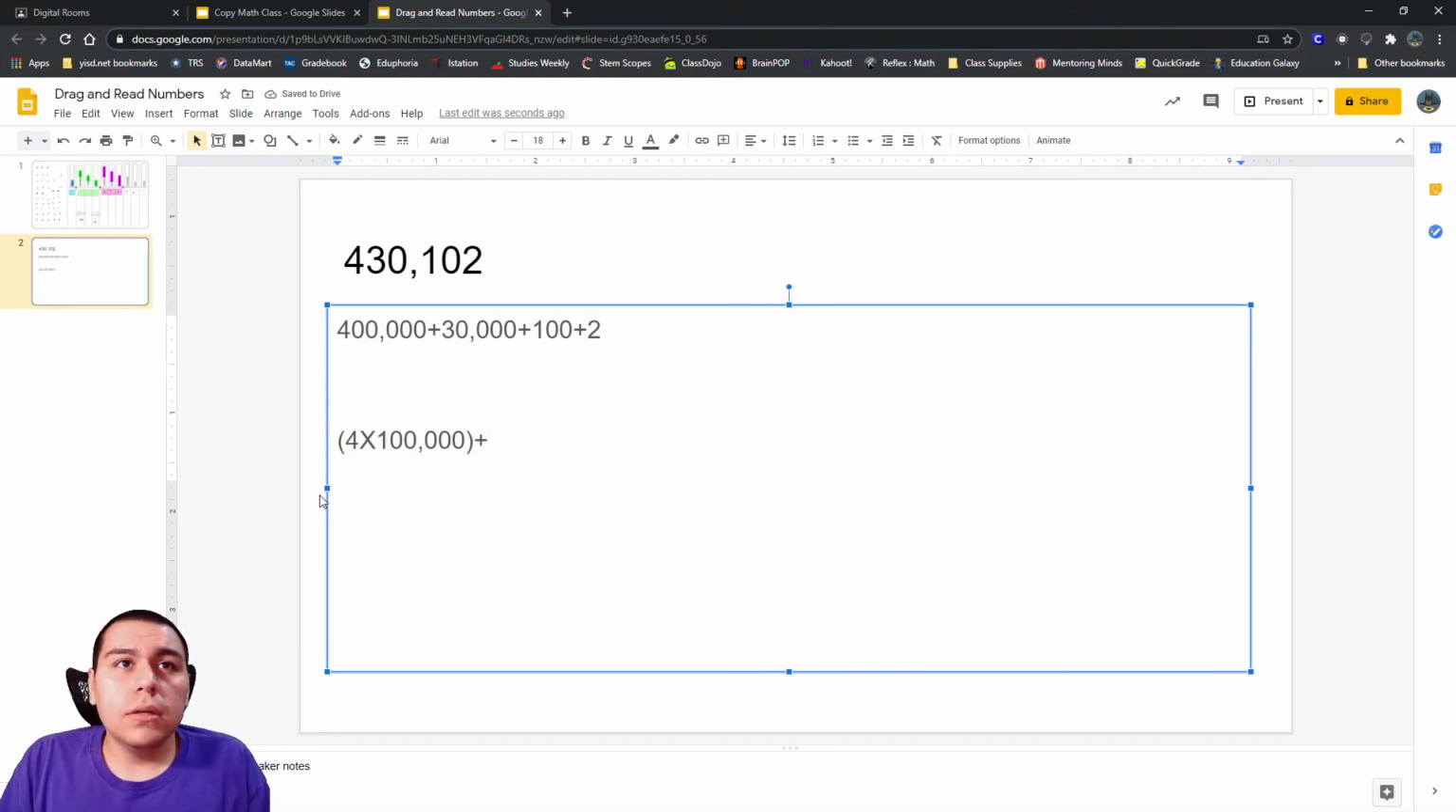All right. What about the next number? We have a 4 in the 100,000s. What would come next? What would be the next part of my expanded notation? Alexa, what's the next part of this expanded notation? 10,000. Okay, the 10,000s. And what digit is in the 10,000s? 3. So I'd have 3 times 10,000.